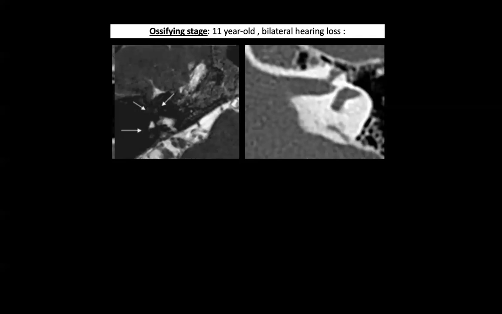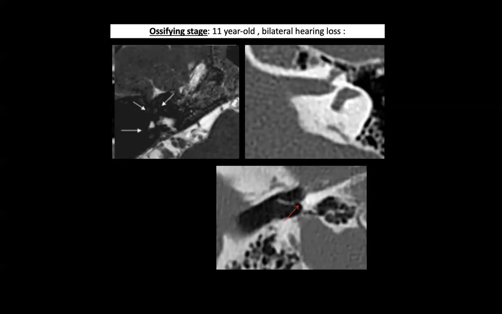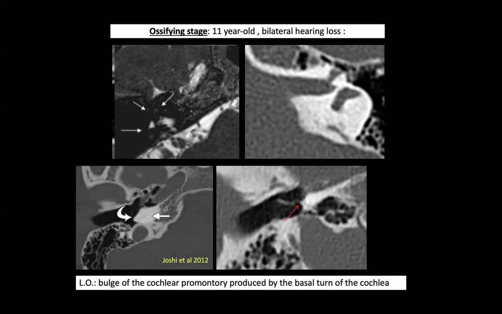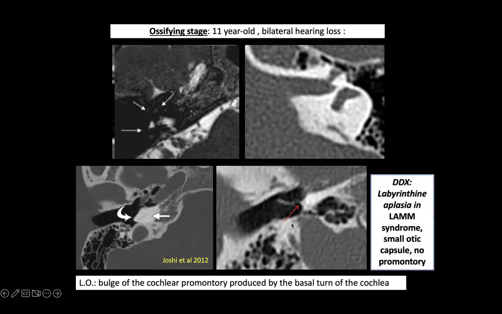Remember, another interesting thing that was reported, when you have a complete ossification of the cochlea, like in the case on the left, you don't see anything in the otic capsule. So this is the final stage of the labyrinthitis ossificans, but the shape and the size of the otic capsule with the cochlear promontory is still there. If you have complete labyrinthine aplasia, you also don't see anything, but the otic capsule will be very hypoplastic and there will be no cochlear promontory. This is so-called Michel anomaly, which is another name for complete labyrinthine aplasia.